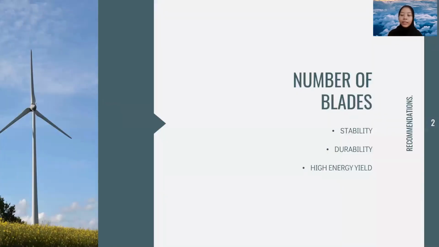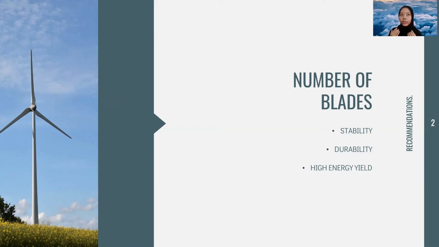So one of the recommendations is the number of blades. So we go with 3 blades. This is because the angular momentum stays constant when one blade is up and the other 2 are at an angle. So the wind turbine can rotate smoothly.